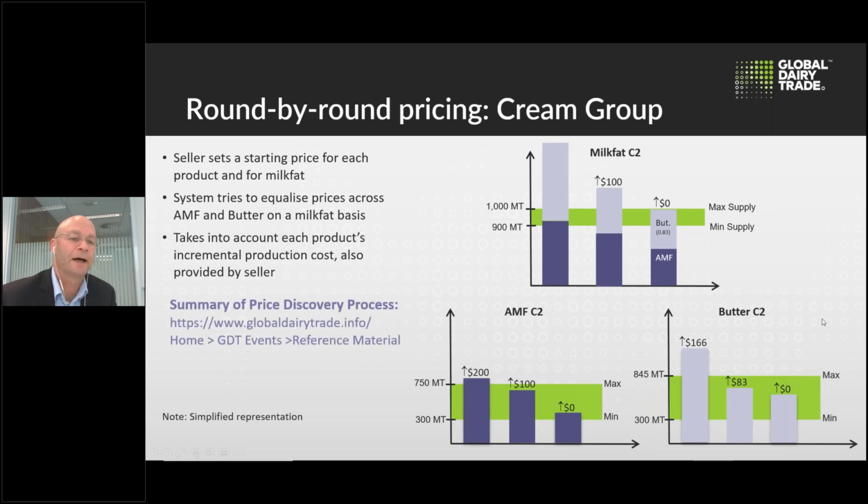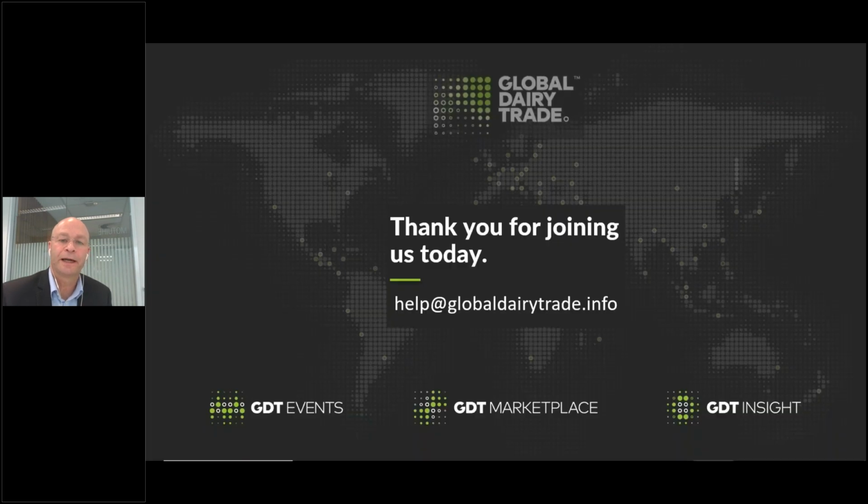Just like to leave you with this link here for those that would like to understand a bit more about the price discovery process, all the different factors that go into it. There's a document called Summary of Price Discovery Process on our website. So you go to the Global Dairy Trade Information website homepage, look up at GDT Events and then reference material, and you should see it there. It's a couple of pages of Word document just talking through all the factors that come into it if that's of interest to you.